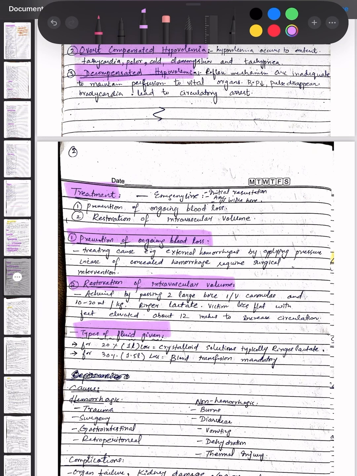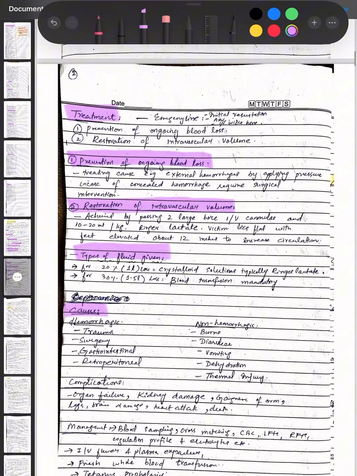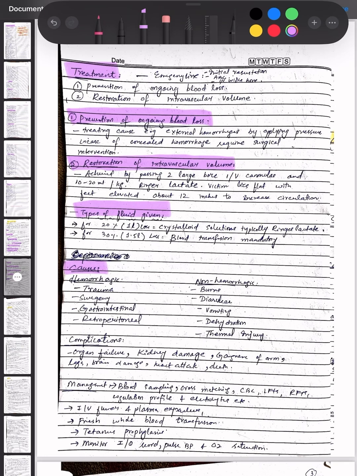Okay, these are the causes. Hemorrhagic. What are the causes of hemorrhagic? Trauma, surgery, gastrointestinal and retroperitoneal. What are the causes of non-hemorrhagic? Burns, diarrhea, vomiting, dehydration and thermal injury.